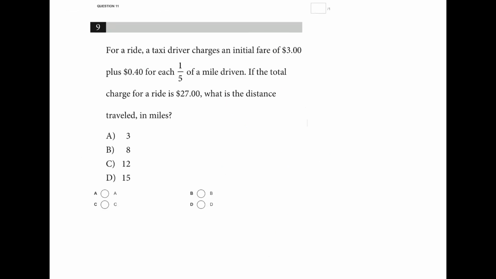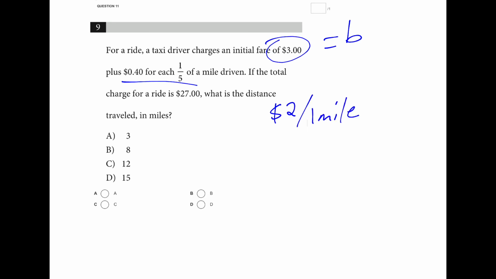Our starting value here, or initial fare, is $3. That's going to be a B value. And this one's tricky because it's 40 cents for a fifth of a mile. So how much does it cost for 1 mile? Well, I could take that 0.4 and multiply it by 5, and it turns out it's $2 per 1 mile, which is an easier slope to use than 40 cents per 1/5 of a mile.